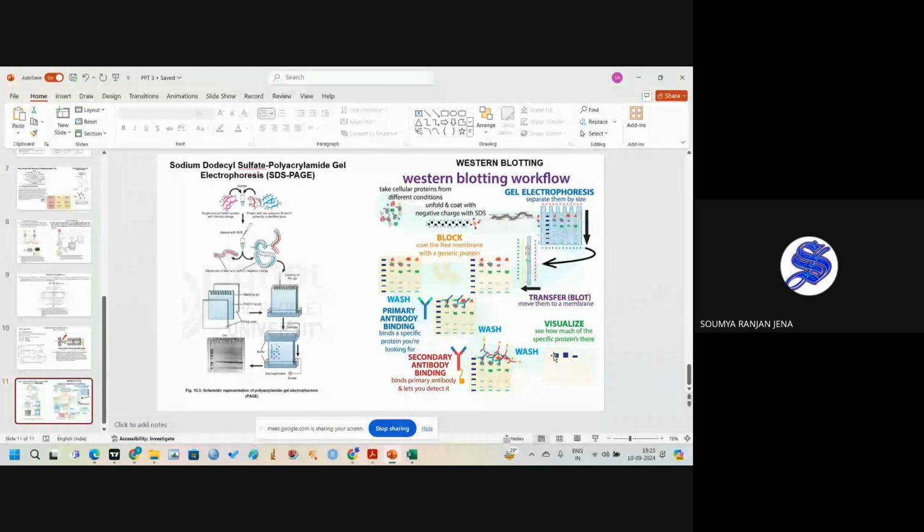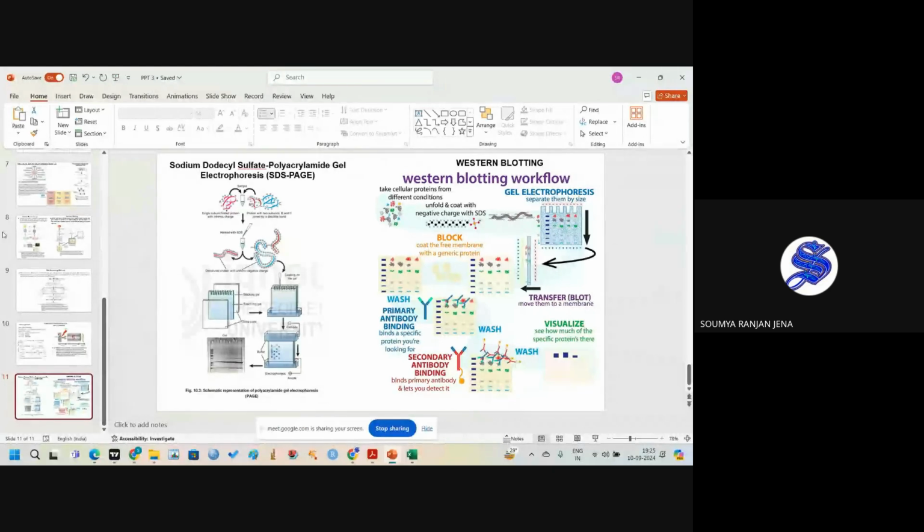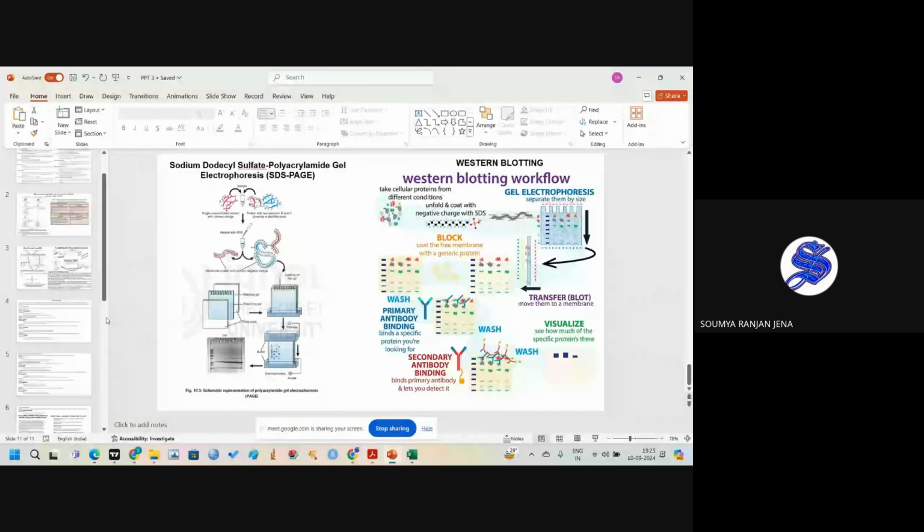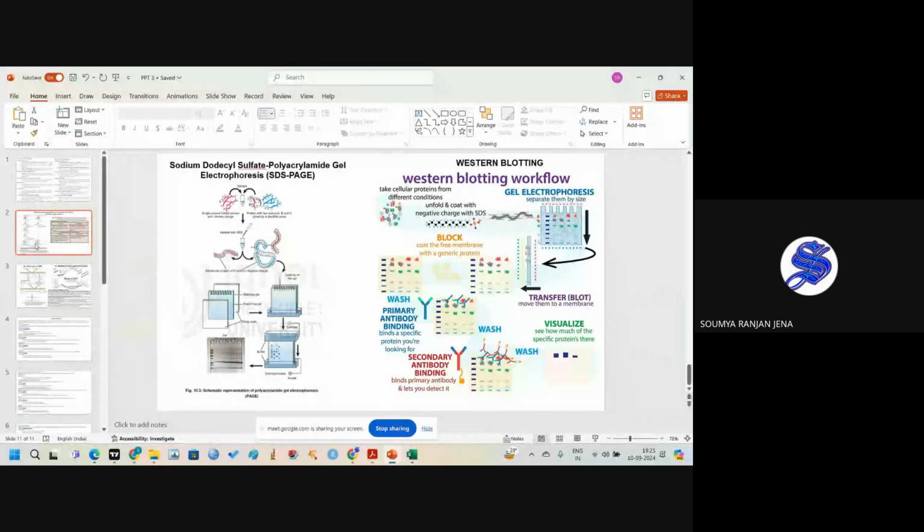You can find the expression of any proteins inside the cells by this Western blotting workflow. These are all the workflow of the gene as well as protein analysis. We can brush up every technique.